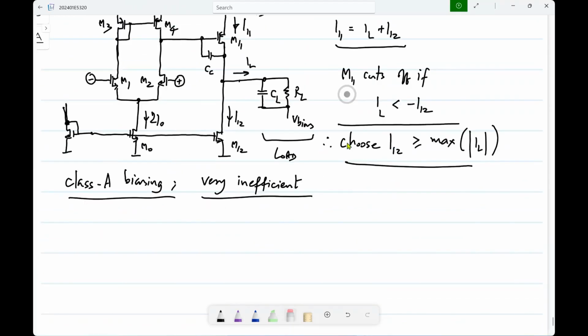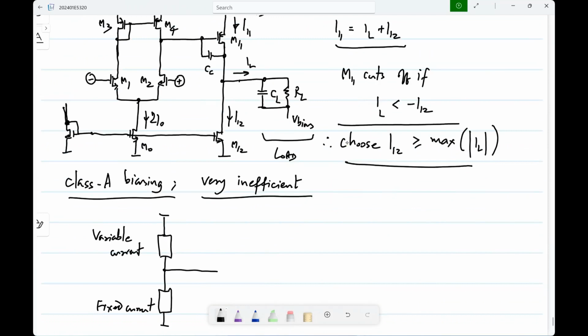So in general, any output branch can be represented like this, with some connection to the top and some other connection to the bottom. Now in this case, what we have is a fixed current on the bottom, but a signal dependent or a variable current on the top. Even that variable current will be limited because you can't have unlimited voltage at the gate, but at least it can be dependent on the signal.